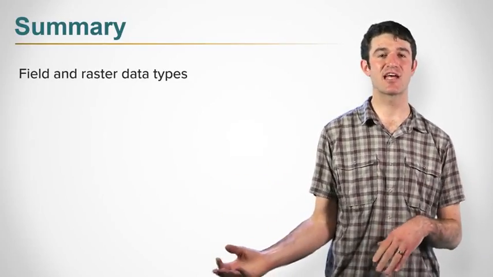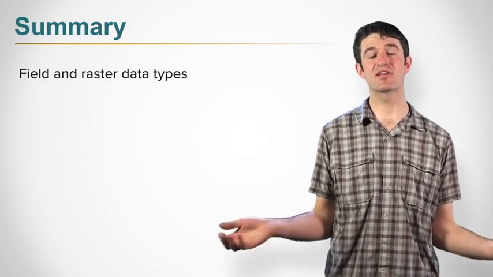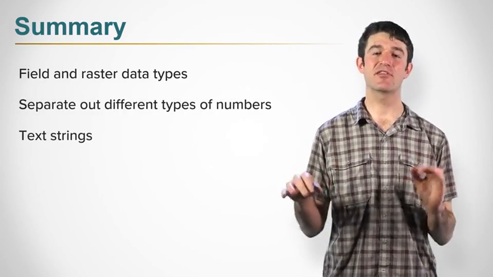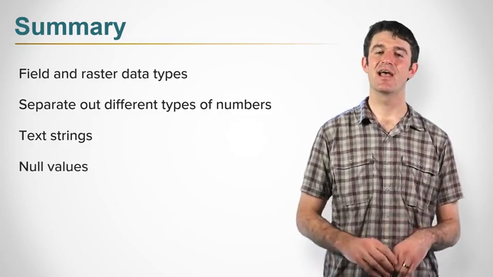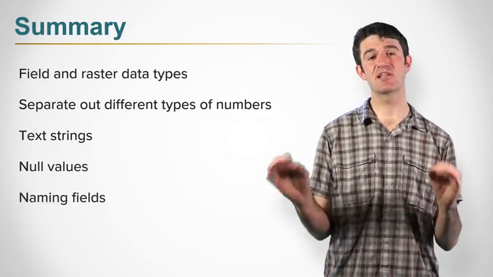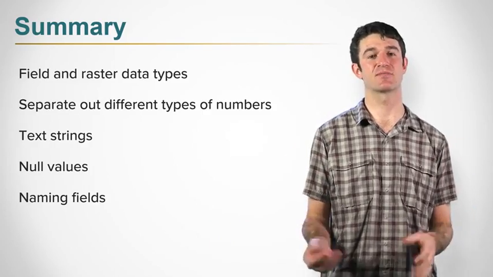Okay, that's it for this lesson. In this lesson, you learned the various field and raster data types and what types of values they can store. You learned how to separate out the different types of numbers and about text strings. You also learned about the concept of the null value and that they can create tricky situations. And lastly, you learned how to name fields. In the next lesson, we'll put some of this in practice and go more in depth on how to use attribute tables in ArcGIS. See you then.